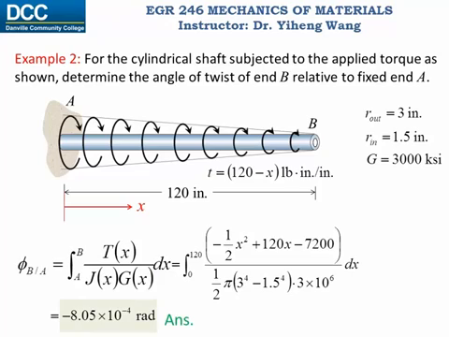But what does that mean? Again, our chosen x-axis is in this direction. Therefore, a negative angle of twist indicates a clockwise rotation about this x-axis. In other words, end B, when compared to end A, has rotated to the right.